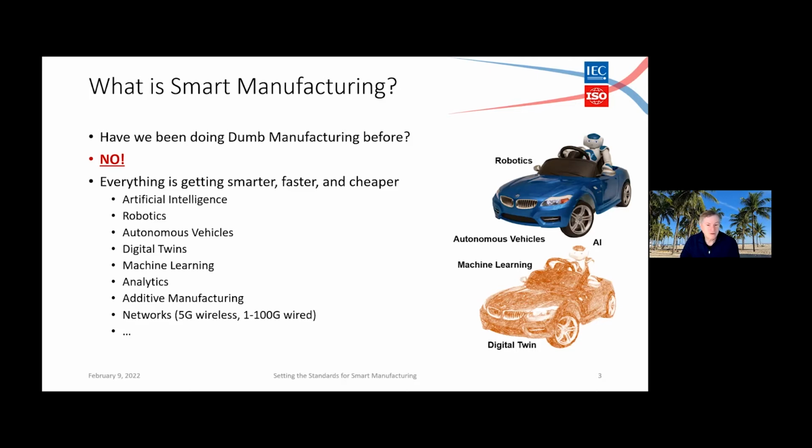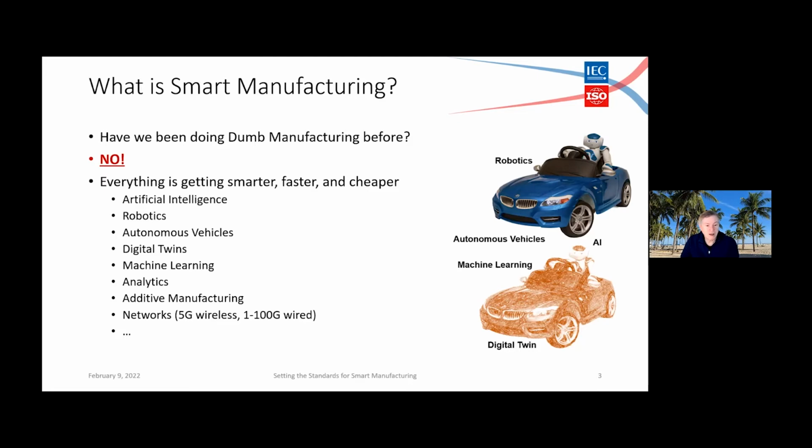So throw into the fact that we already know that we're not as productive as we could be, and we now have a lot more capabilities that are showing up with things like artificial intelligence, robotics, autonomous vehicles, the digital twin concept, machine learning, et cetera. And all of those things are really what is driving smart manufacturing. We're really looking to say, how can we link a lot of the technologies to the problems that we have?